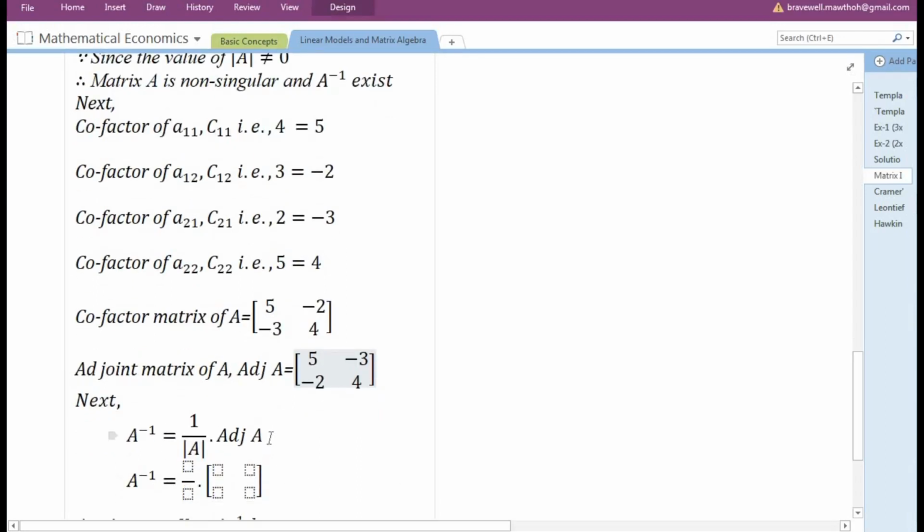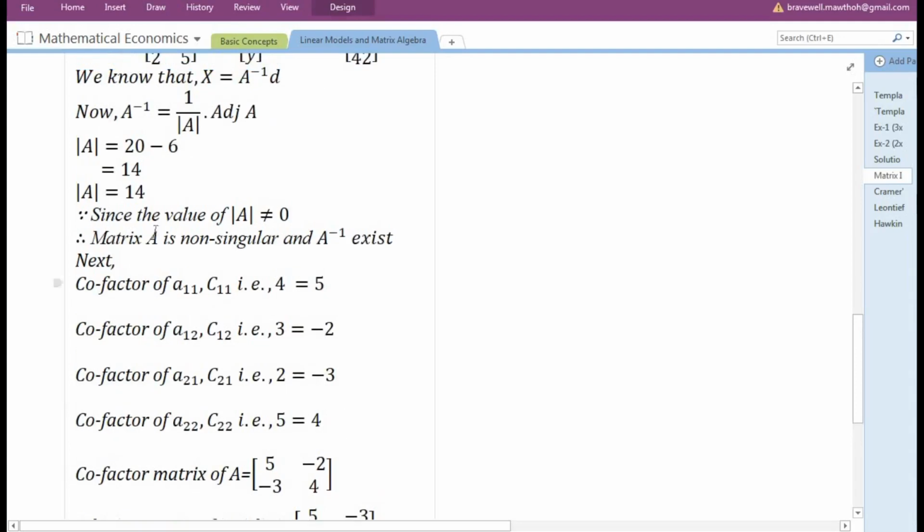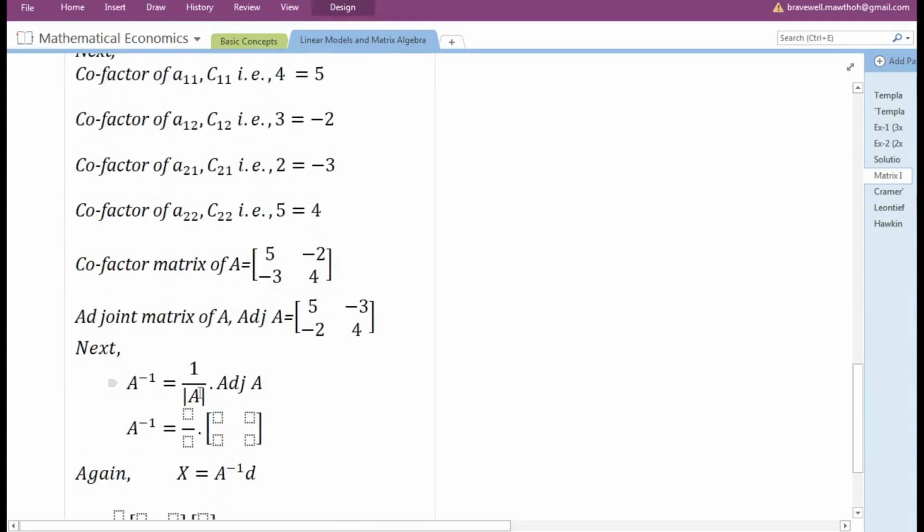The last step in finding the inverse of a matrix involves dividing the adjoint matrix of A by the determinant of matrix A. So what is the determinant? The determinant is 14. So let us substitute 1 by 14 here. So this is the adjoint matrix. Let me simply copy and paste. We need to rewrite it again. So finally this is our inverse matrix, but we have not completed yet.